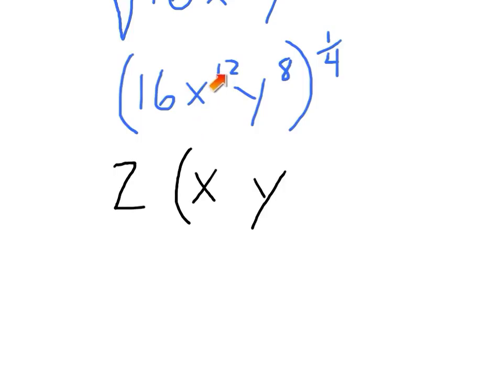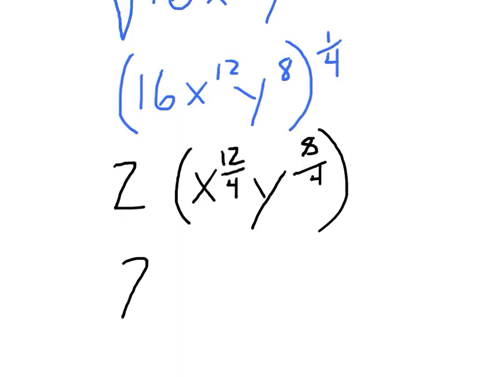And we're going to say 12 times the 1/4. And that's just 12 over 4. And then we're going to say the 8 times the 1/4. That's 8 over 4. Okay, then we reduce those down. 12 over 4 is what, 3? And 8 over 4 is 2. So that seems to be our answer right there.